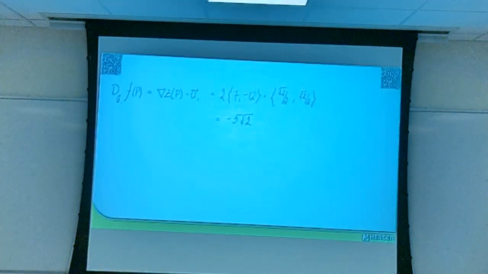That's it. Directional derivatives really aren't that different, as long as you remember how to do dot products and partials. For the derivative in the direction of U2, now you just dot it with U2, right?